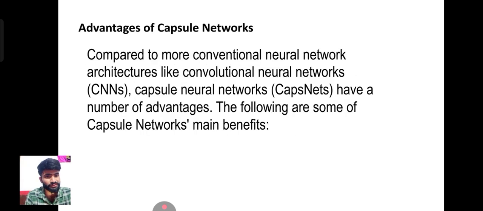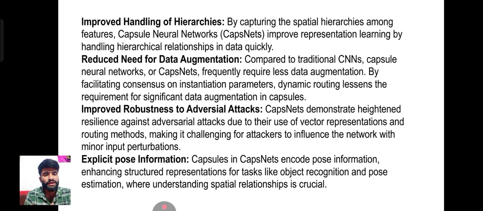Advantages of capsule networks: compared to more conventional neural network architectures like convolutional neural networks, CapsNets have a number of advantages. The main benefits are improved handling of hierarchies, reduced need for data augmentation, improved robustness to adversarial attacks, and exploiting pose information.